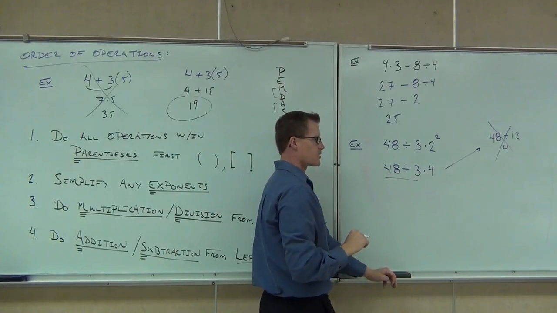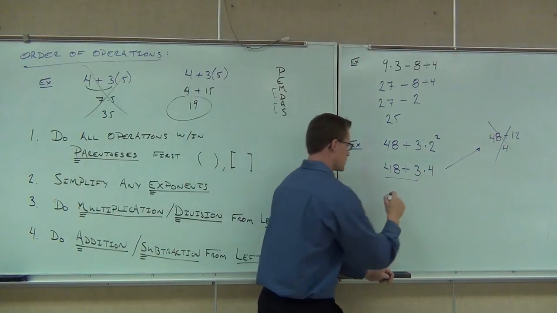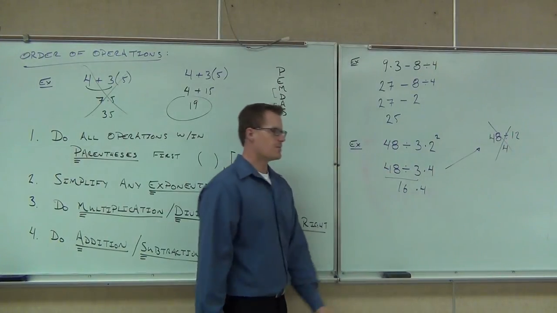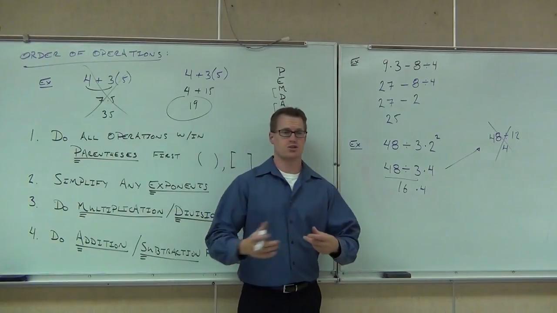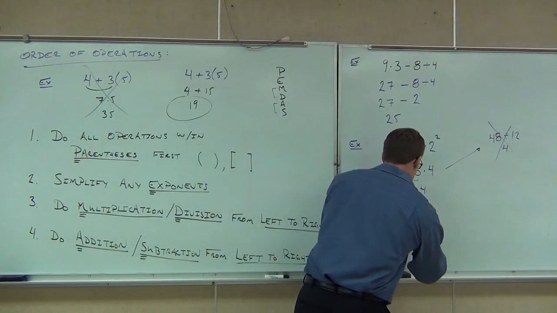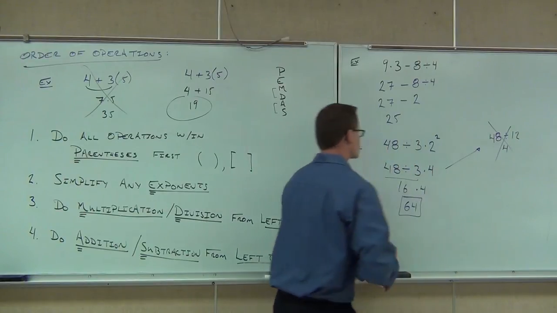The 48 divided by 3, how much is 48 divided by 3? 16. Good. And then we multiply by 4. Now we're down to the multiplication. It's the only thing left. We can do this and get 64. That's our answer.